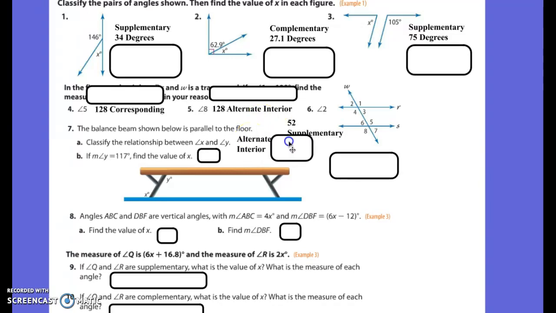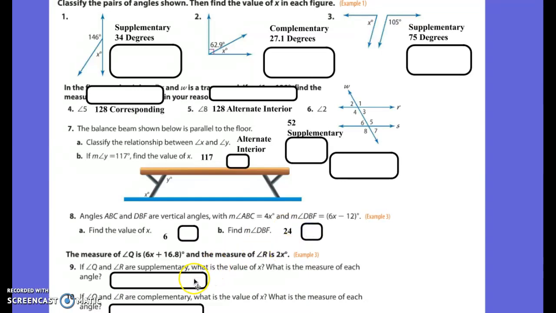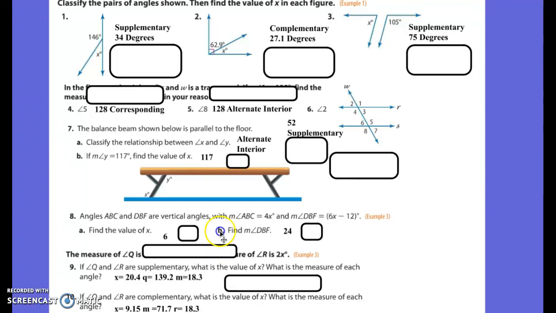Number 7A was alternate interior. 7B was 117. 8A was 6. 8B was 24. Number 9, x is equal to 20.4, Q is equal to 139.2, and M is equal to 18.3. Number 10, x is equal to 9.5, M is equal to 71.7, R is equal to 18.3.